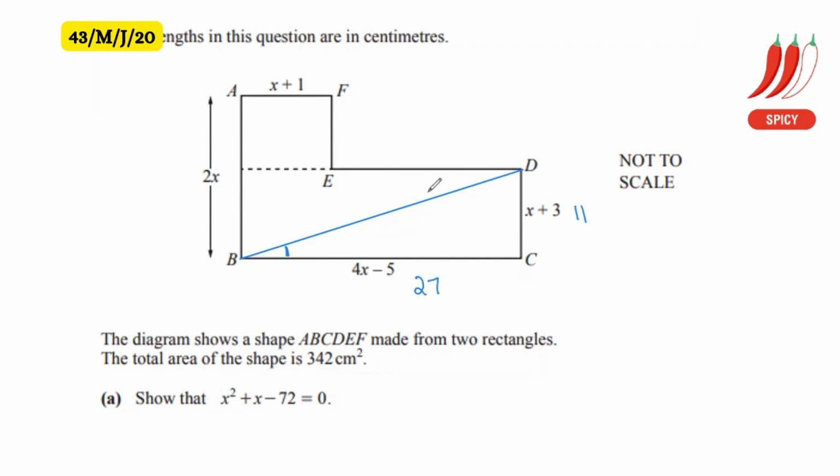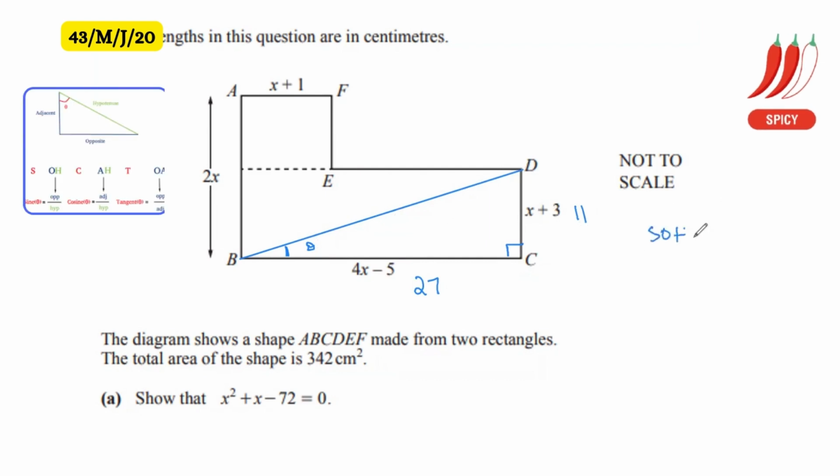So to find this angle, we can see that this is a right angle triangle because every angle in a rectangle is 90 degrees. So we can easily use SOHCAHTOA. Remember, in right angle triangles, either use SOHCAHTOA or Pythagoras. Pythagoras is used when you're trying to find one missing length and the other two lengths are given. Whereas SOHCAHTOA is used when they have given us a length or an angle and they want you to find another length, or they've given us two lengths and they want you to find an angle.